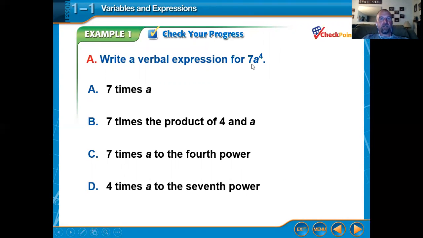So for this one, I have a 7 multiplying an a which has a 4th power. So 7 times a, that's not good enough. 7 times the product of 4 and a? Well, a and 4 aren't multiplying each other. That's not good enough. 7 times a to the 4th power. Sounds pretty good. 4 times a to the 7th power? No way. Those numbers are backwards. C is my answer.